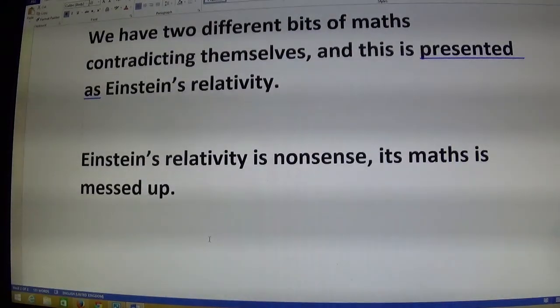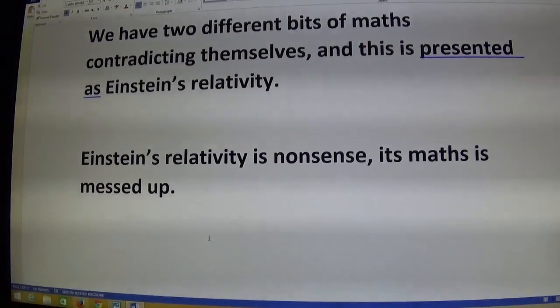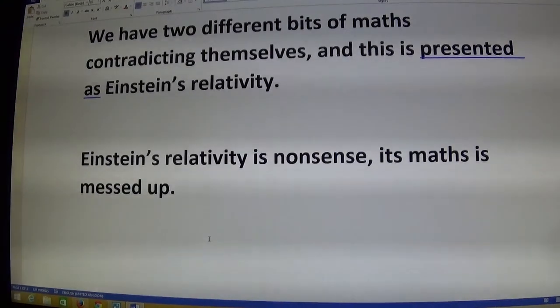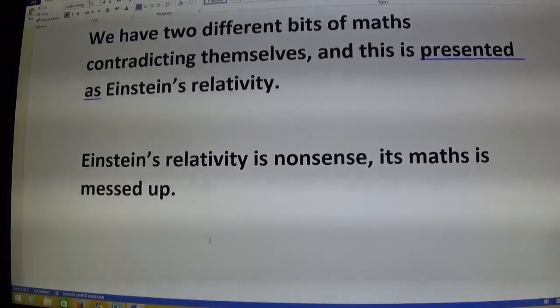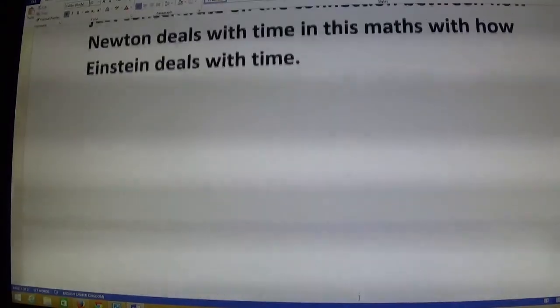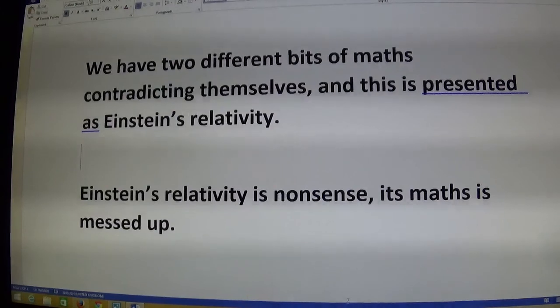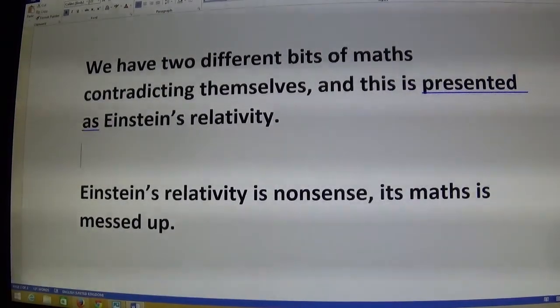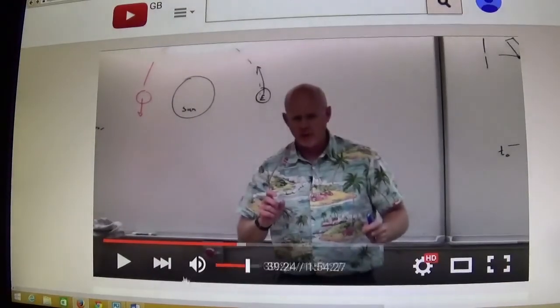Einstein's relativity is nonsense, its maths is messed up, and what we have here, which I'm going to highlight, is just one example of how that maths is messed up. It has a connection between Newton and Einstein in the maths which is going to be presented, and it's going to then be messed up because there's going to be a different connection made as well. It's going to be a contradiction.